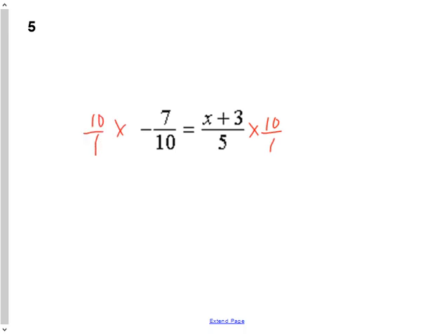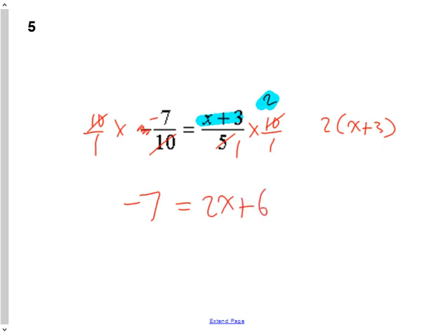I'm going to then cross reduce. Now, this negative sign, you keep it wherever you want. I'm just going to slap it up there. 10 over 10 is going to reduce to 1 over 1, which means this side will become negative 7. This will cross reduce. 10 over 5 will reduce down to 2 over 1. And when you multiply x plus 3 by 2, put your monomial first, your binomial second, and 2 times x plus 3 will be 2x plus 6.